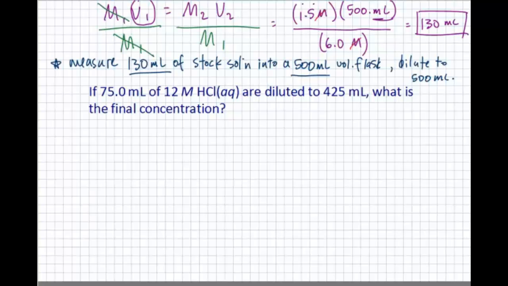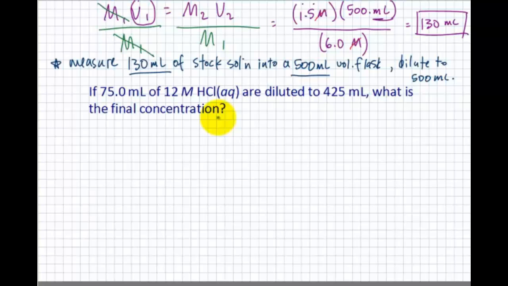So here's another one that'll use the dilution equation. Okay? Just you're solving for something a little different. 75 milliliters of a 12 molar solution are diluted to 425 milliliters. So the volume has increased. Makes sense. What is the final concentration?